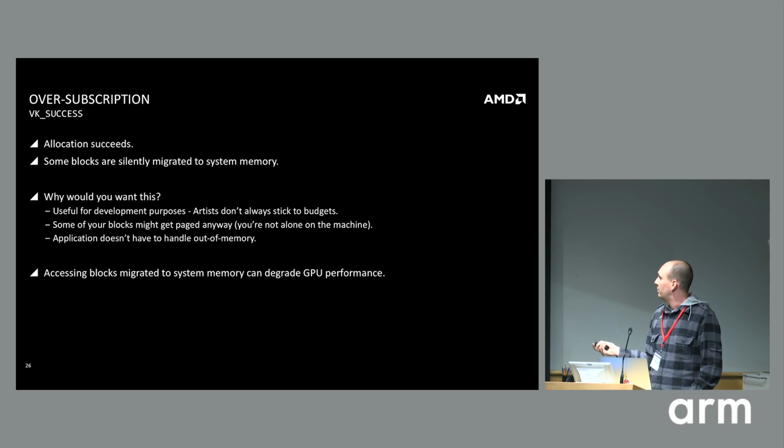Some drivers on some platforms will return VK success. So what happens is the allocation will succeed, you'll get given some space, but some other pages will get silently paged out of your VRAM into system. You might look at that and say, why would you ever want that? The reason is it is useful for development purposes. There are some good examples of it. If you were prototyping something up and you just, I want to get it working, I don't care. If you've got some artists who are prototyping a scene, maybe they don't need to stick to the budgets, it can be useful.